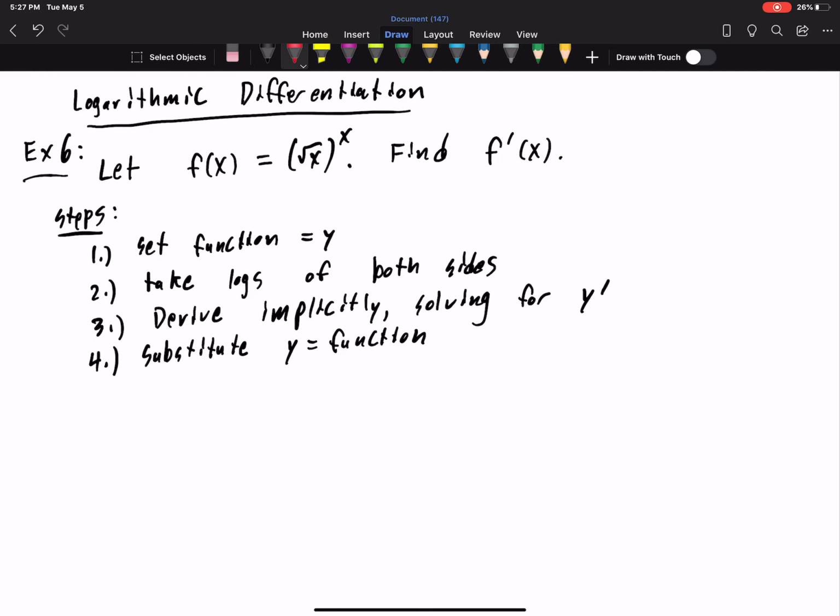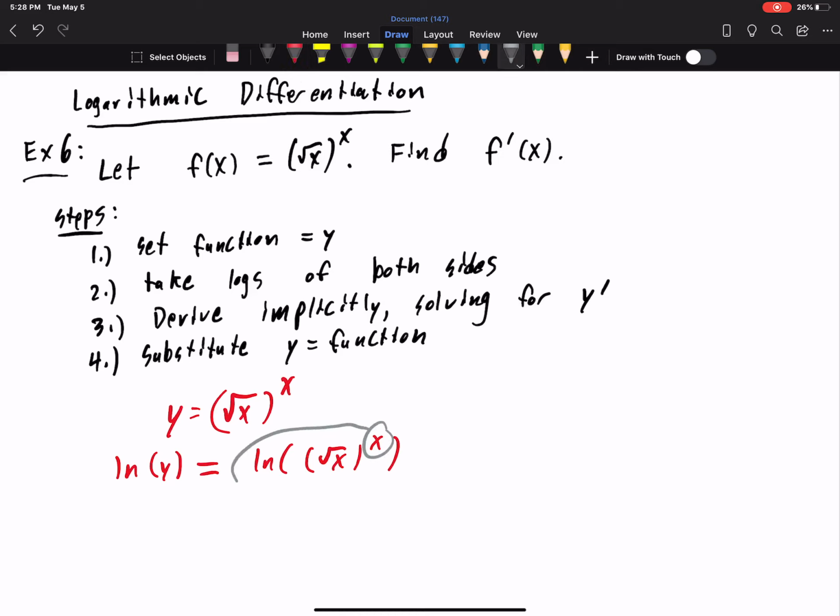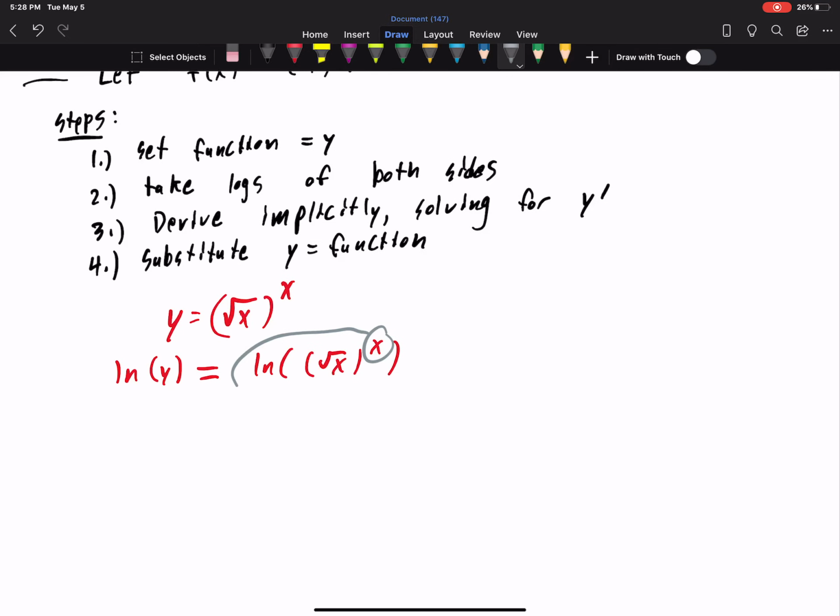So first things first, set the function equal to y. Now apply logs to both sides. So you have natural log of square root of x to the x power. And then we need to use log rules. So we have this x, that's going to move down in front. So carrying that out, we have x natural log of square root of x.